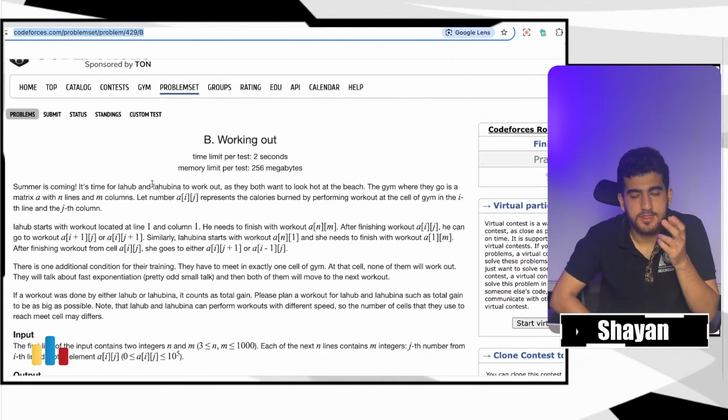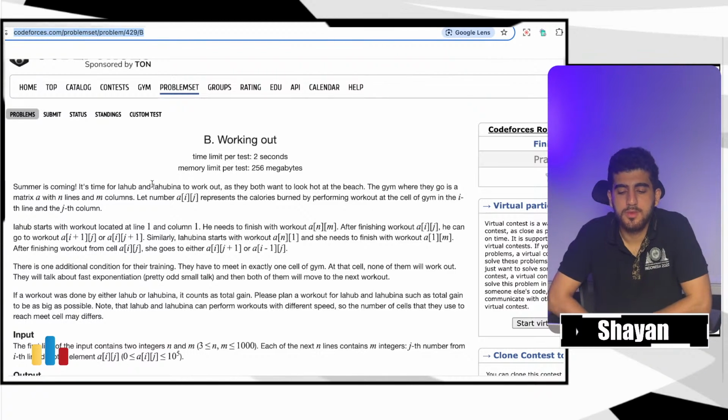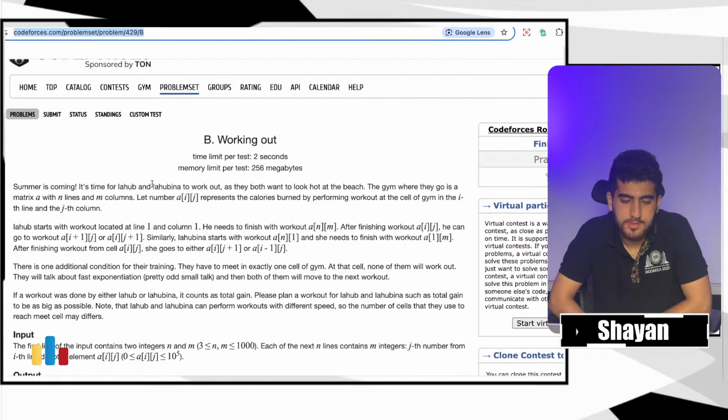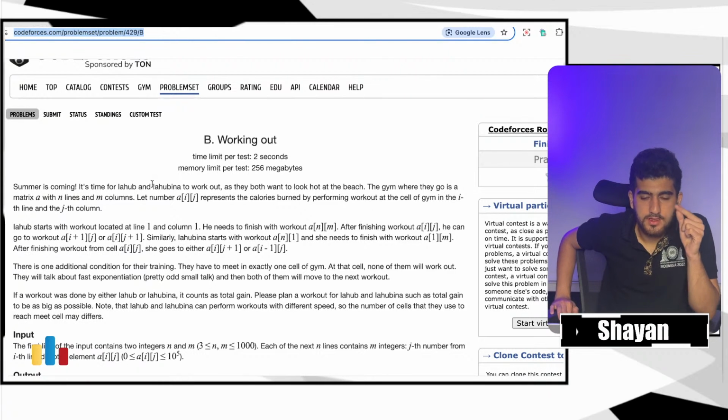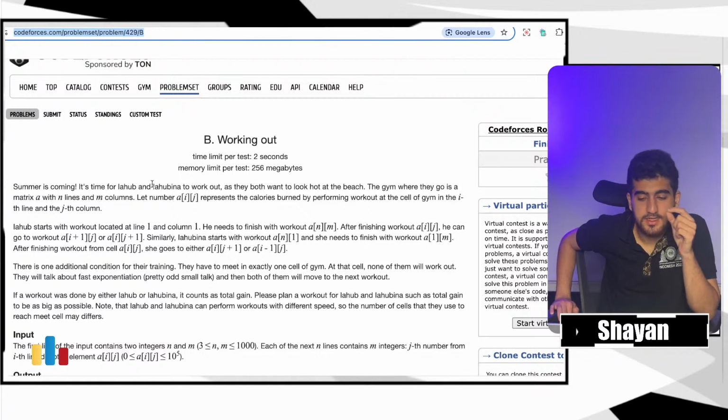Let A sub i sub j represent the calories burned by performing the workout at the cell of the gym in the ith line and the jth column. Laub starts with the workout located at line 1 and column 1. He needs to finish with workout A sub n sub m.